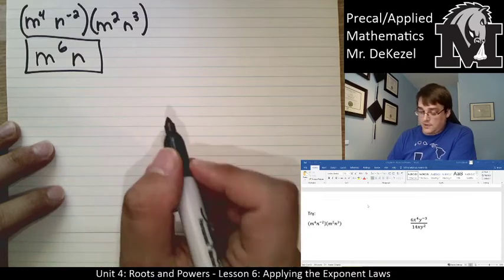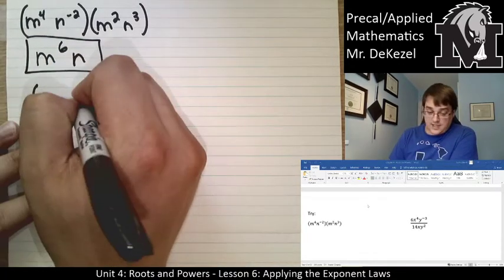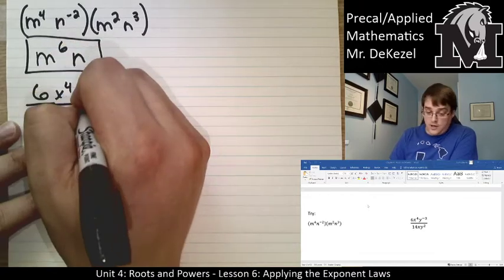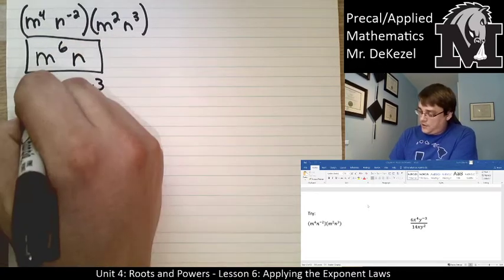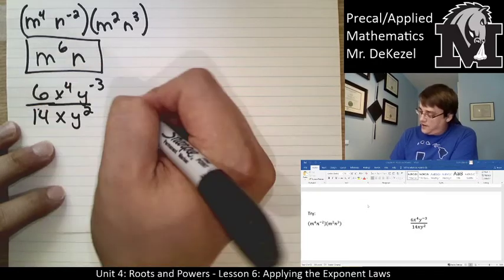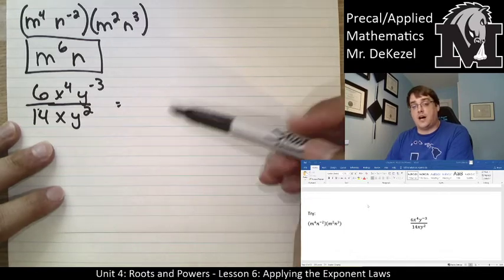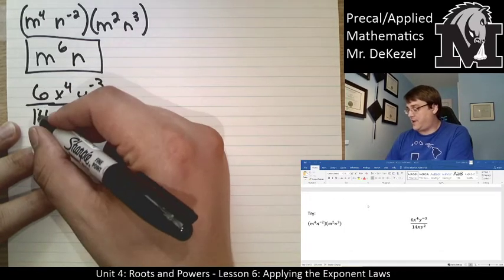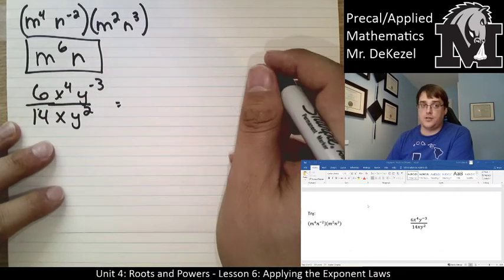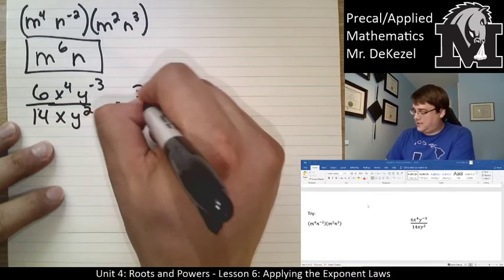All done. We then have 6x to the power of 4, y to the power of negative 3, over 14xy squared. Again, we're going to break it up. We're going to do numbers, x's, and then y's. So 6 divided by 14, the best I can do is reduce that to 3/7.